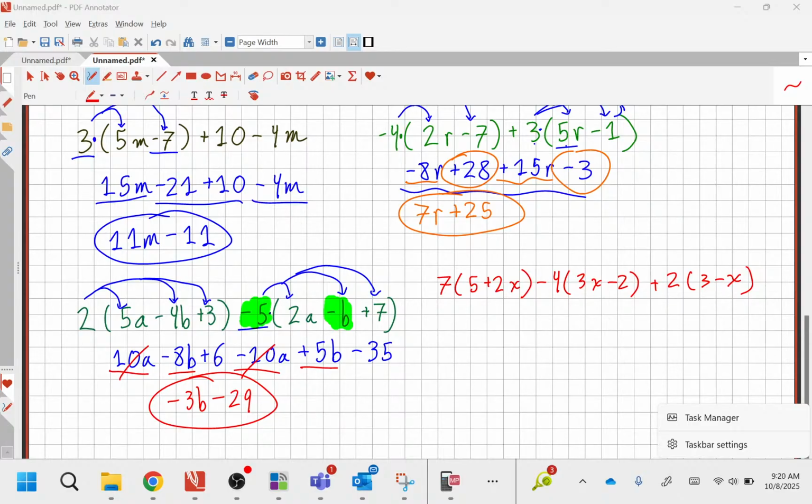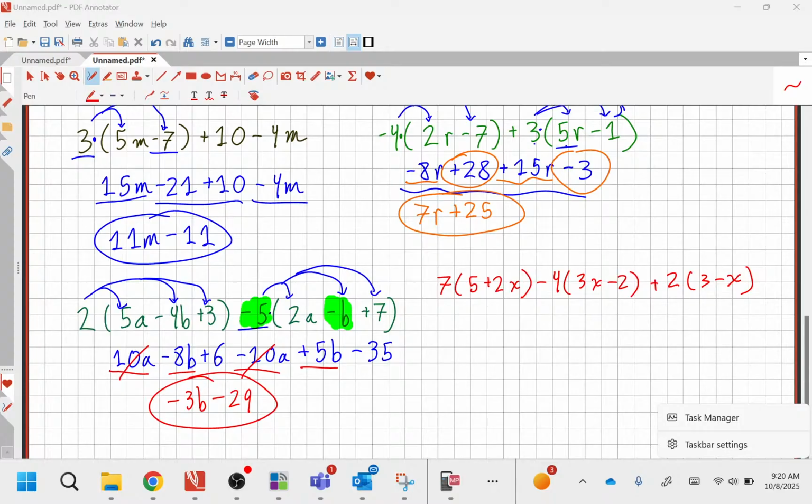We're going to distribute in that negative 4. So what's negative 4 times 3? Negative 12x. There you go. So minus 12x. Beautiful. And then what's negative 4 times negative 2? That's 8. Positive 8. So plus 8. There you go. Now it's happening. Summer, does that make sense? Keep it up. You're doing great.